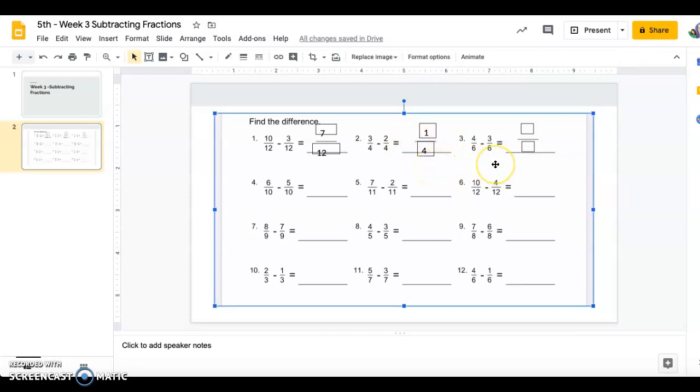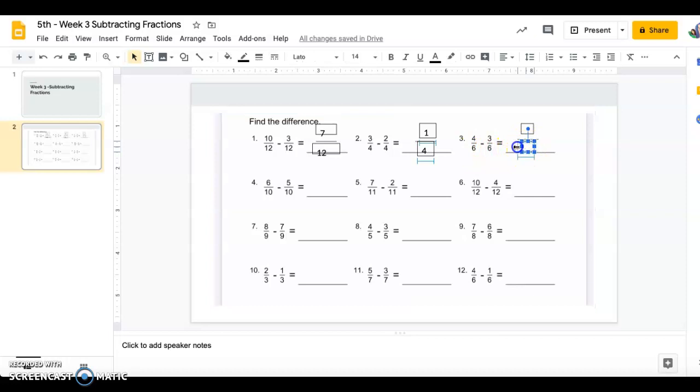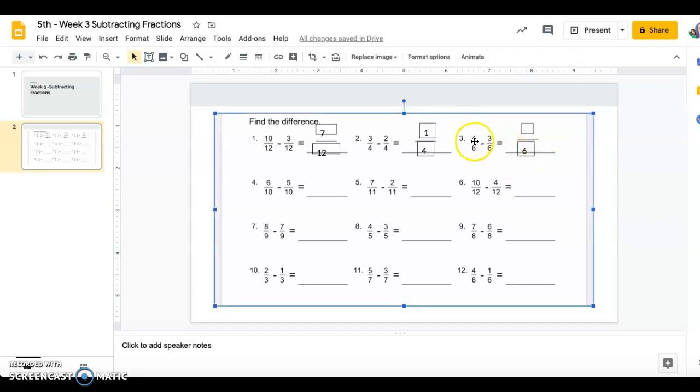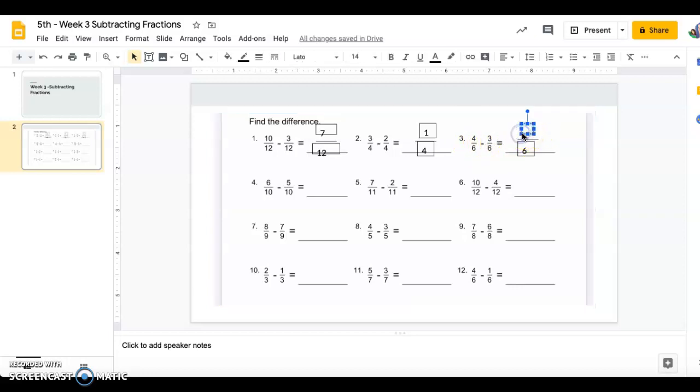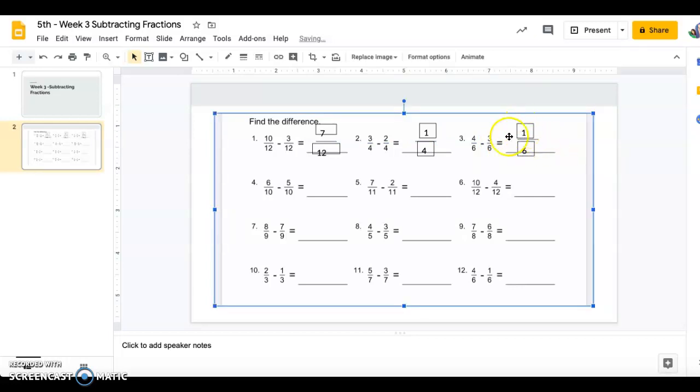All right, let's try this last one. 4/6 minus 3/6. Again, we see that the denominator is the same, so we know that this denominator is 6. All right, now we're just going to subtract the numerator. 4 minus 3 is 1. Put a 1 here. So the answer is 1 over 6.